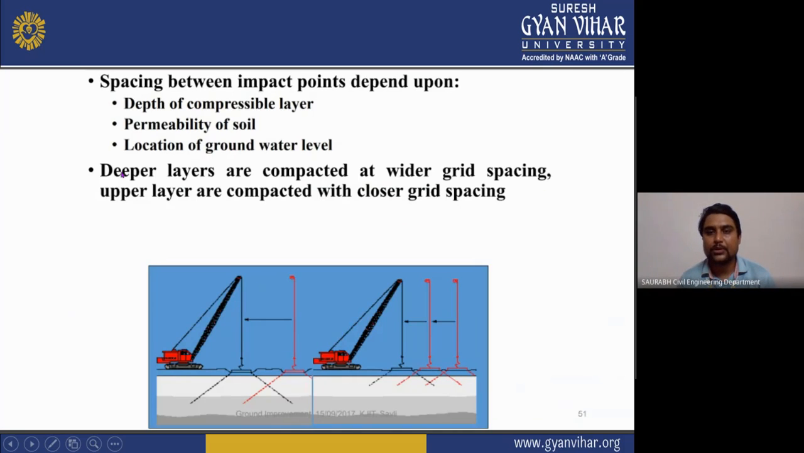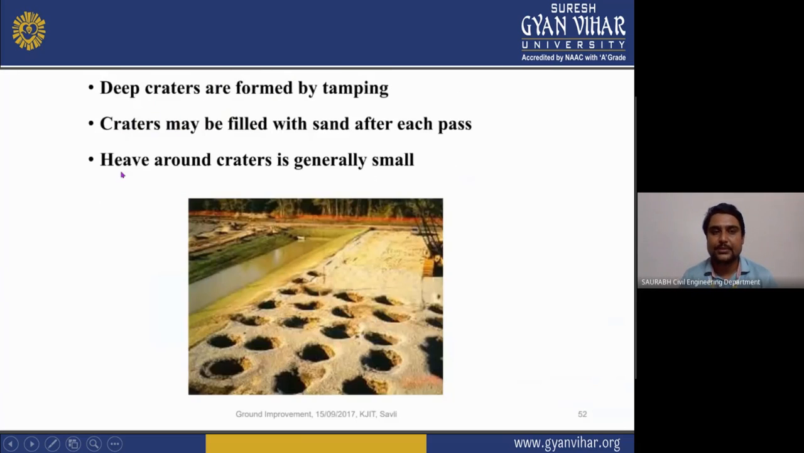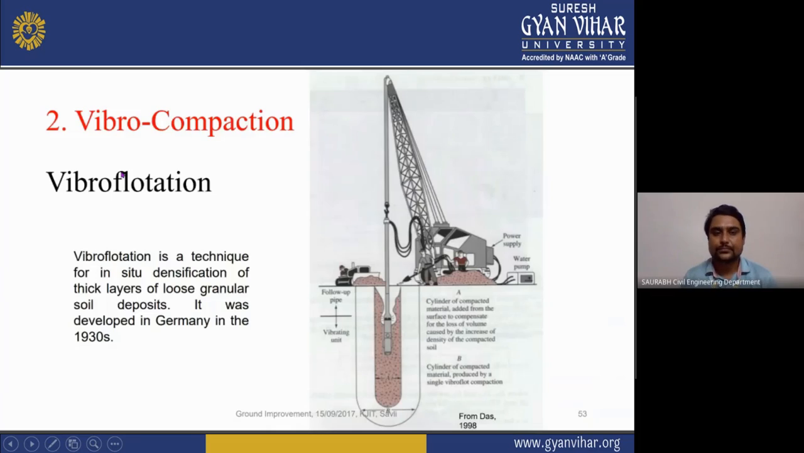Spacing between impact points depends upon the depth of the compressible layer, permeability of soil, and location of the groundwater level. Deeper layers are compacted at wider grid spacing. Upper layers are compacted with closer grid spacing. As you can see, these deep craters are formed by the dumping. Craters may be filled with sand after each pass. Heave around the crater is generally small.